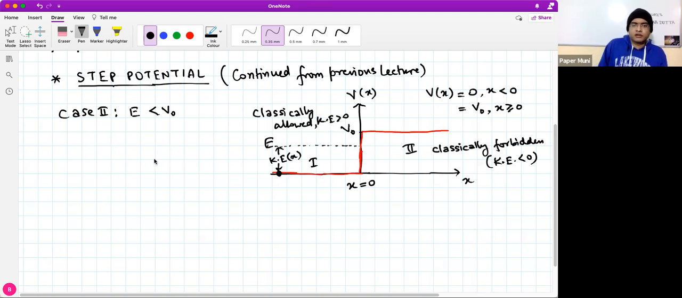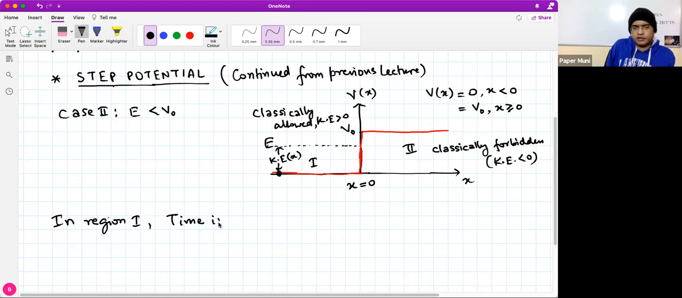So let's start the calculation. Everything boils down to one thing, the Schrodinger equation. We'll start with that. In region one, I'll just abbreviate this term, the time independent Schrodinger equation.